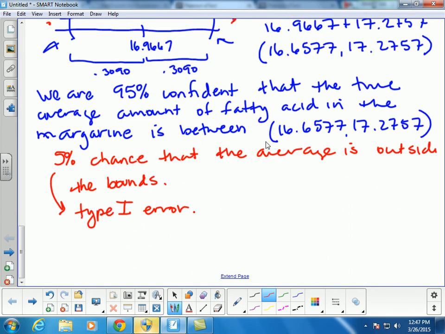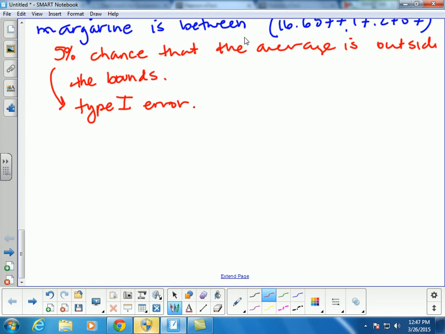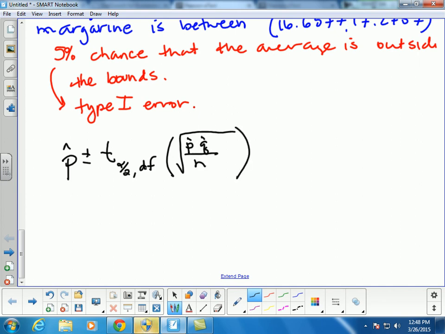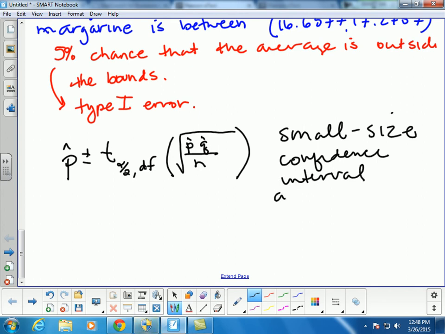If you wanted to create a small sample confidence interval around the population proportion, it would just be p hat plus or minus that t statistic, just like we found, alpha over 2 with some degrees of freedom. And in this case, it's going to be the square root of p hat q hat over n. So this is a small sample size confidence interval around a proportion. It's the same theory, it's just what your estimate is from that differs.